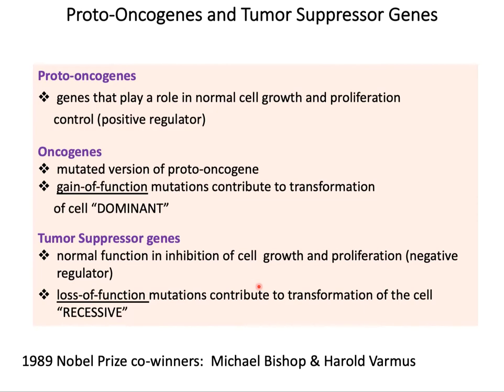So the nomenclature is kind of unfortunate. When I call these genes oncogenes or proto-oncogenes or tumor suppressor genes, it sounds like the function of these genes is just specific for cancer, but that's not the case.